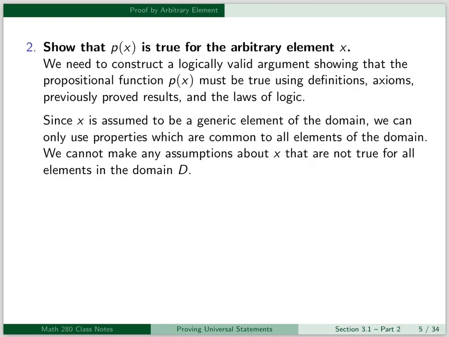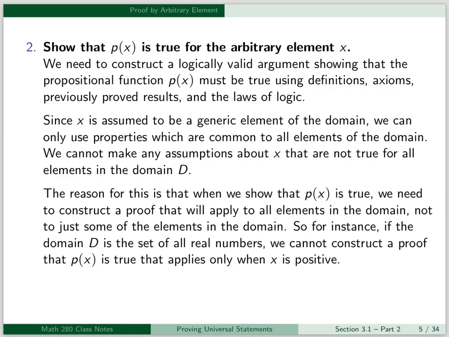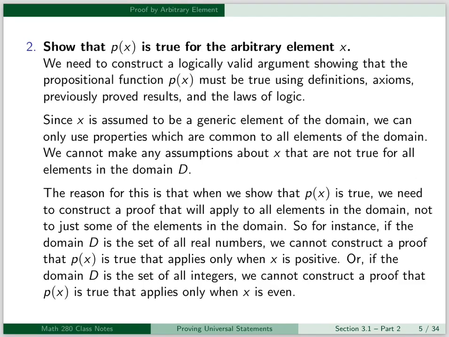We cannot make any assumptions about x that are not true for all elements in the domain D. The reason for this is that when we show that p of x is true, we need to construct a proof that will apply to all elements in the domain, not to just some of the elements in the domain. So for instance, if the domain D is the set of all real numbers, we cannot construct a proof that p of x is true that applies only when x is positive. Or if the domain D is the set of all integers, we cannot construct a proof that p of x is true that applies only when x is even.